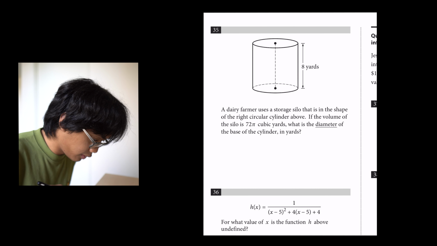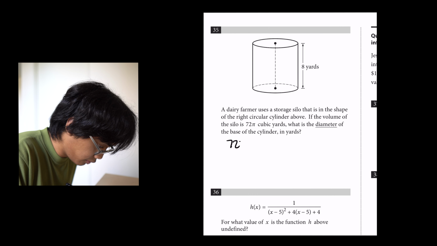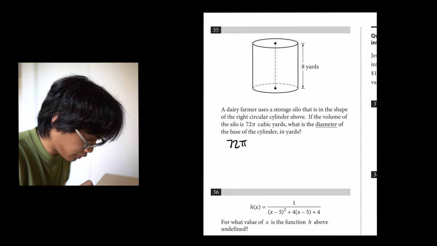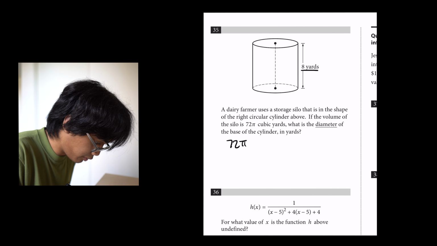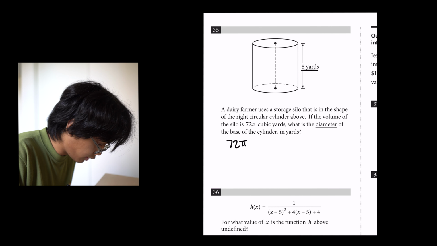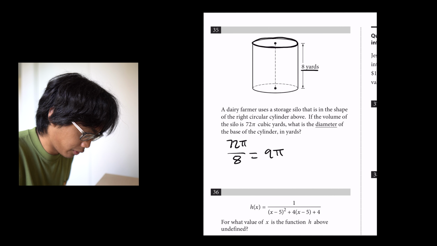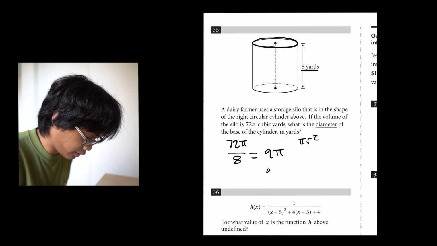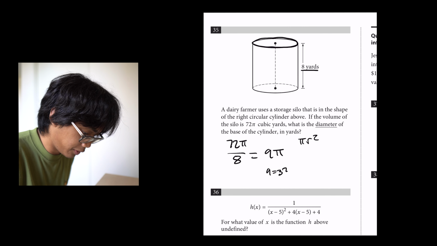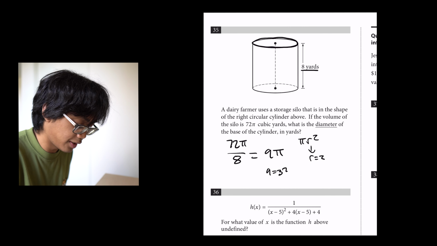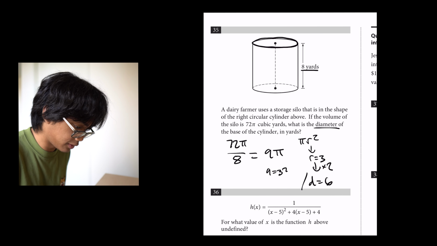All right, 35. If the volume of the silo is 72 pi cubic yards, what is the diameter? So the height is 8, which means that 72 divided by 8, 9 pi is the area, and we know the area is pi r squared, and 9 is the 3 squared. So that means we know r is 3. It's asking for the diameter though, so we know that diameter is just 2 times the radius, so the diameter is going to be 6 yards.